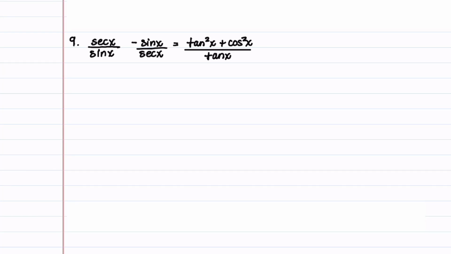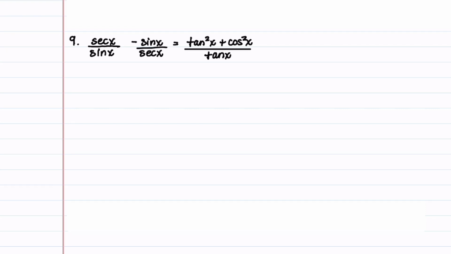I'm going to show you exactly how to simplify this trig expression. In this problem, we have two terms on the left and one term on the right. So we're going to start with the two terms on the left, and we're going to begin by getting a common denominator so that we can make the two terms into one term.